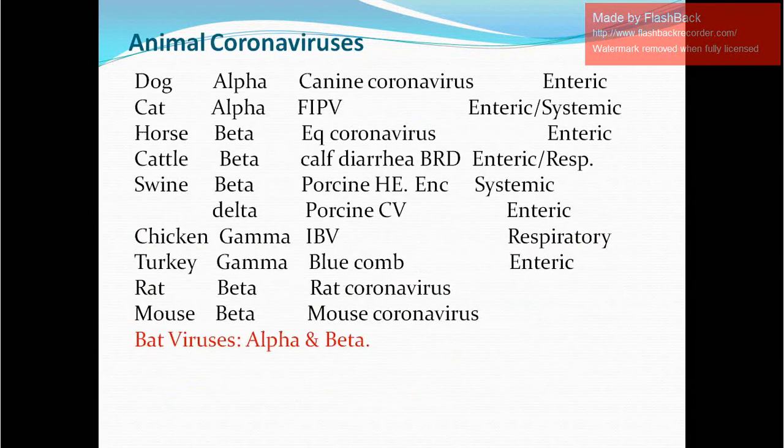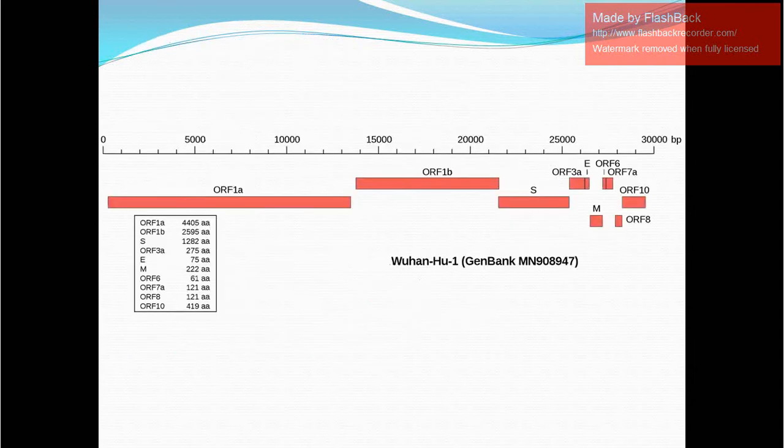Animal coronaviruses infect most animals, from dogs, cats, horses, cattle, swine, chickens, turkeys, rats, mice, and rabbits. Bat viruses belong to both genera. Most important for us, you remember the calf diarrhea virus, which causes diarrhea in newborn calves and bovine respiratory disease. And in chickens we have IB, infectious bronchitis virus, which causes severe respiratory illness in chickens. My student Abad isolated this virus.